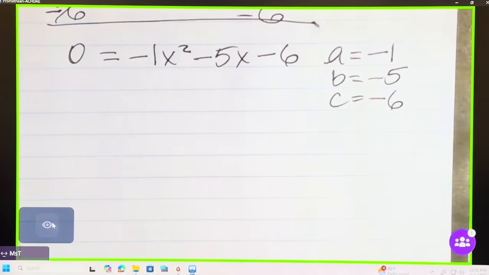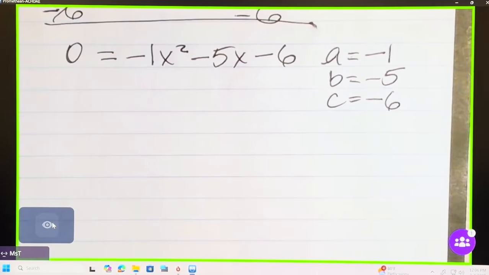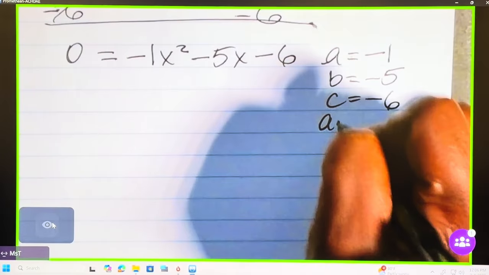Now, what do I do next? This is the same no matter what you're doing, but what I do next depends on what I'm doing. Am I going to use the factoring method or the quadratic formula method? Right now, I'm going to use the factoring method. Y'all with me? If I'm going to factor, I need my next step to be A times C.